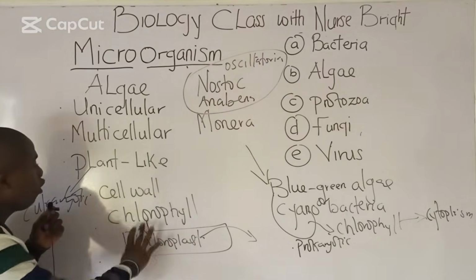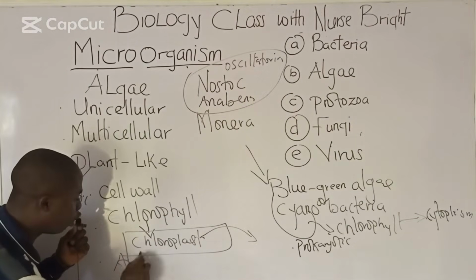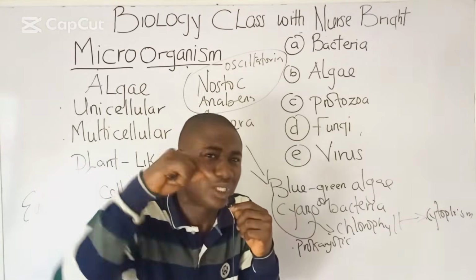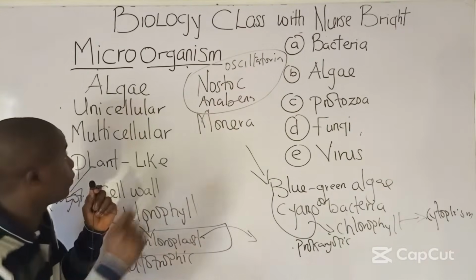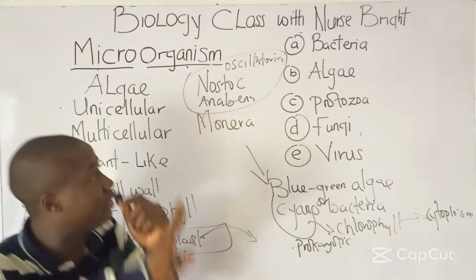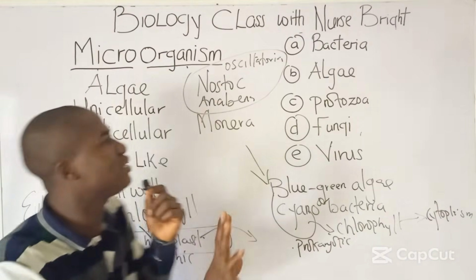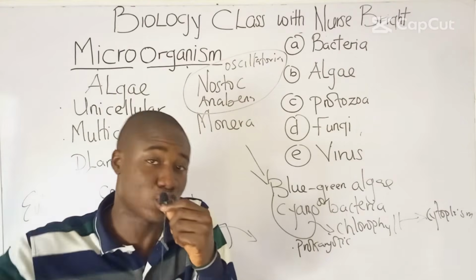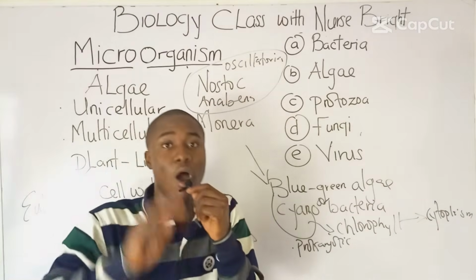Now looking at a plant, which can produce its own food, plants will be autotrophic, because they have the ability to produce their own food. So all this must be noted about the algae as a microorganism. We are just being general here, but this is something that must be noted on algae, the general properties and features of algae. Now let's quickly go over to the next, called protozoa.